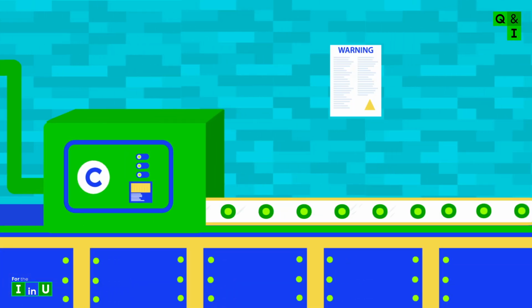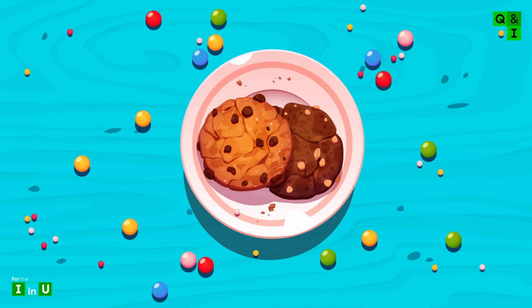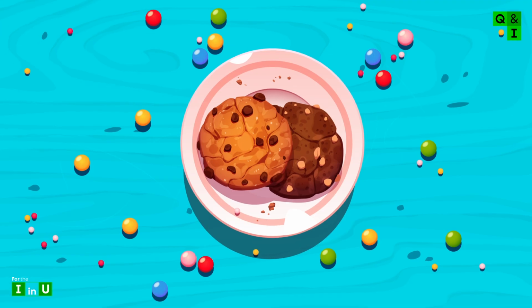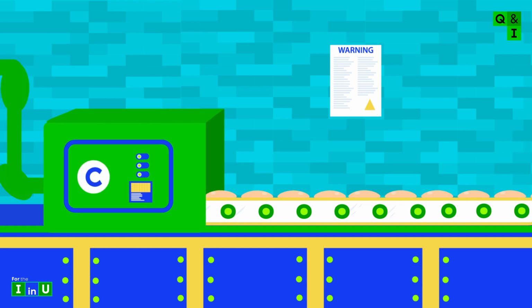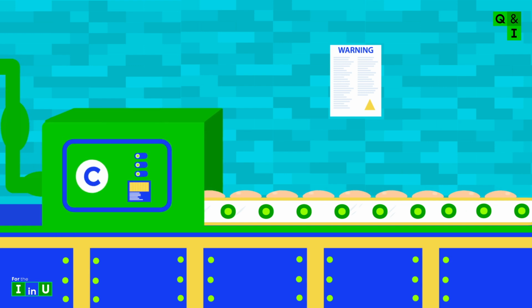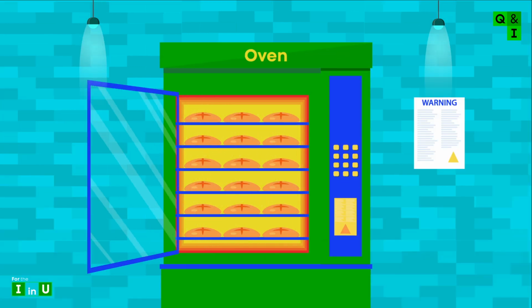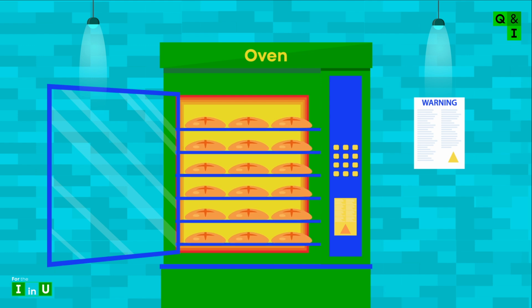Our cookie-making machine C is a marvel of engineering. Imagine you're making chocolate chip cookies. The machine takes your special dough and works its magic. Voila! Fresh, warm chocolate chip cookies right out of the oven.